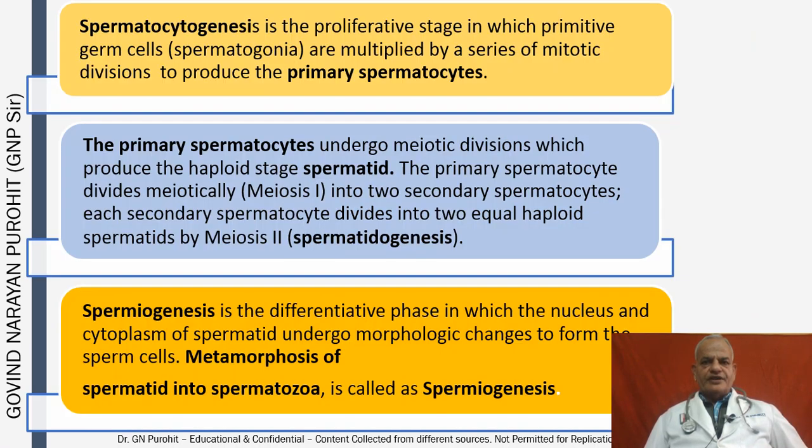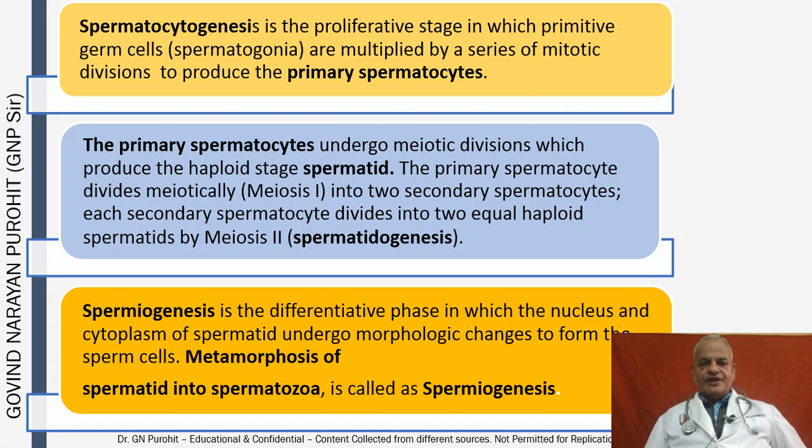Spermatocytogenesis is the proliferative stage in which primitive germ cells, the spermatogonia, are multiplied by a series of mitotic divisions to produce the primary spermatocytes. The primary spermatocytes then undergo meiotic divisions, which produce the haploid stage, the spermatid. The primary spermatocyte divides meiotically, meiosis 1, into 2 secondary spermatocytes, and each secondary spermatocyte then divides into 2 equal haploid spermatids by meiosis 2, and the division of the secondary spermatocyte into spermatids is known as spermatidogenesis.